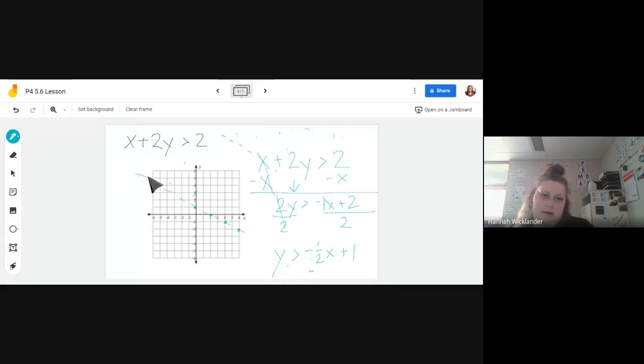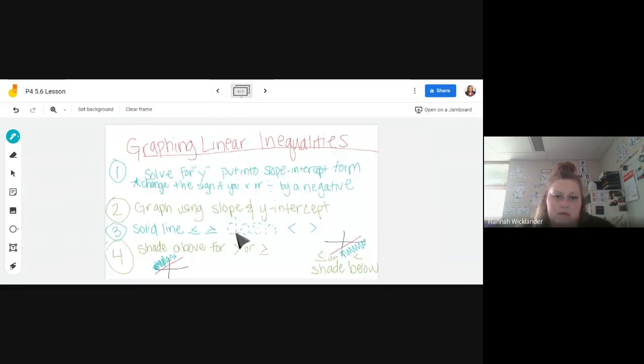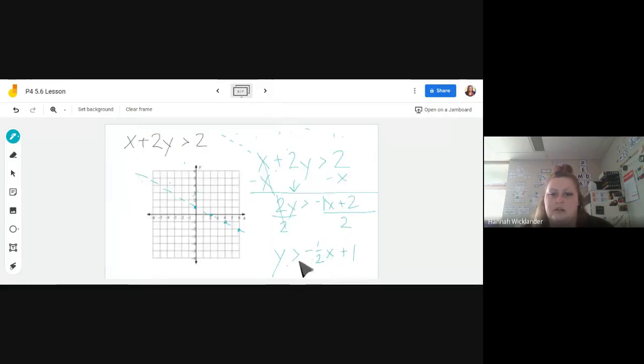Go all the way up. So there's my line. Now I need to decide if I'm going to shade above the line or below the line. If I come back here and look at this one, if it is a greater than symbol, I'm going to shade above the line. So this is a greater than symbol, so that means I'm going to shade above the line.